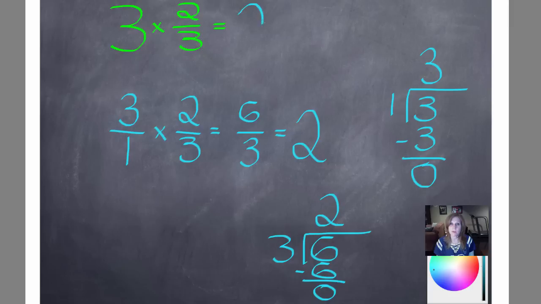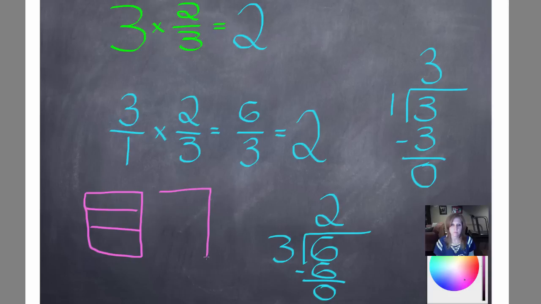So we'll rewrite this. 3 times 2/3 is the whole number 2. I want to show you why that's true, though. So I'm going to draw a shape, and divide it into thirds, because we are doing 3 times 2/3.